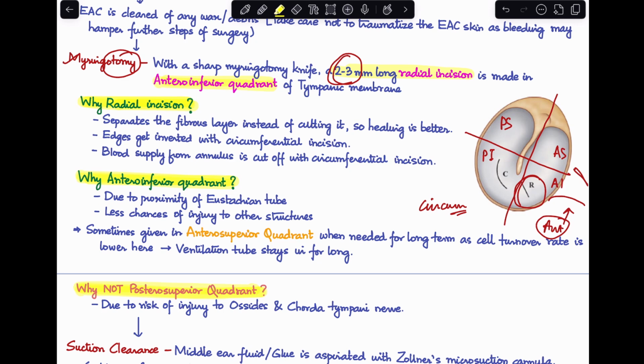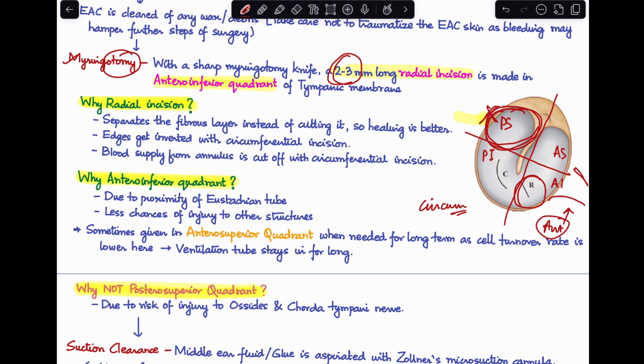Next is why we do not give any incision in the posterosuperior quadrant. The posterosuperior quadrant is a clear no for a myringotomy incision for grommet insertion. That's because, if you remember the anatomy of the tympanic membrane, the ossicles lie behind the posterosuperior quadrant. So you end up risking injury to the ossicles over here and even to the chorda tympani nerve. That is why we will not give an incision in the posterosuperior quadrant.